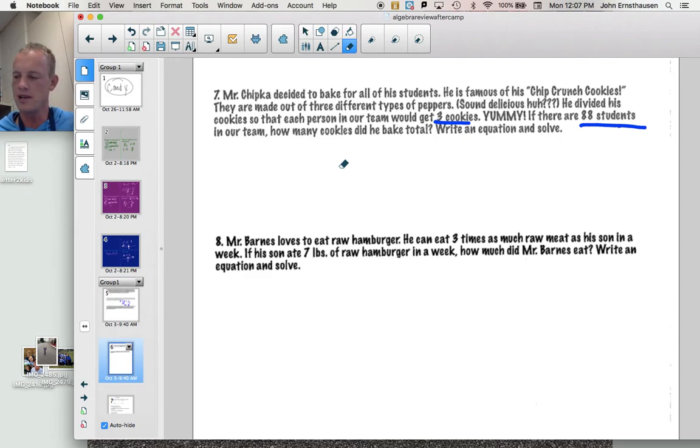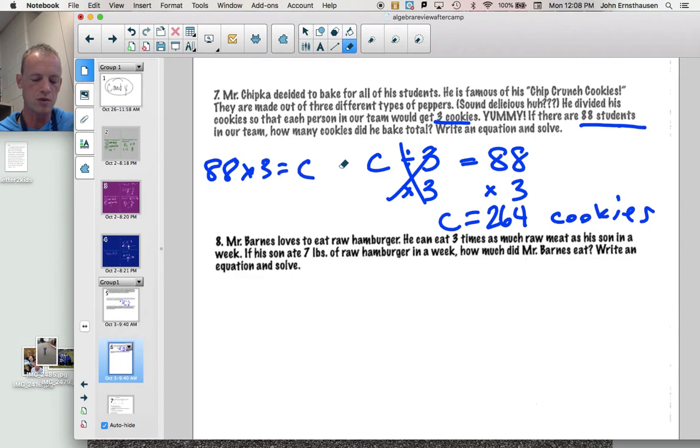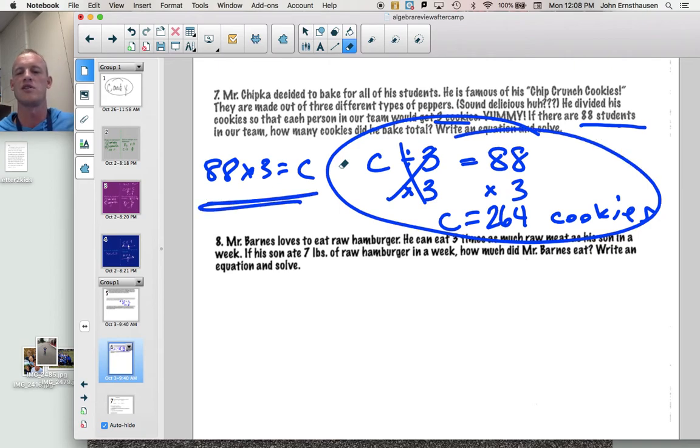So again, I'm going to push my big number to the right. And some of you have already thought of this. We haven't done division yet. We're taking the total cookies divided by 3. And so instead of dividing by 3, we're going to multiply by 3. And when we do this, we get the total cookies in our team, which is 264 cookies. I bet somebody was wondering, couldn't you just do this? 88 times 3 equals C is your answer. And the answer is yes. I prefer this, but I couldn't say that this is wrong as long as you solve it.